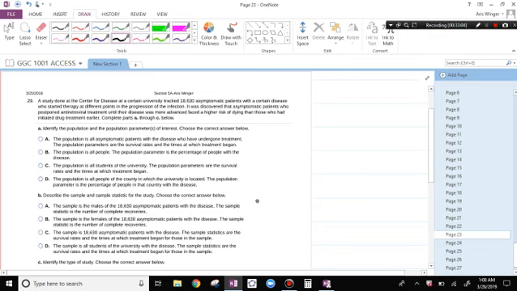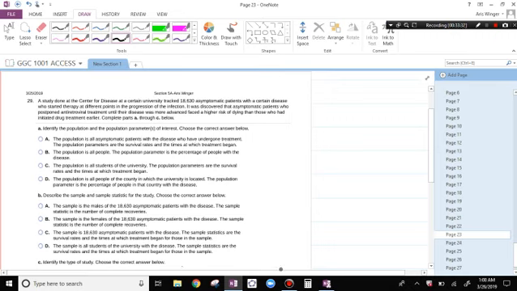A study done at the Center for Disease at a certain university tracked 18,630 asymptomatic patients with a certain disease who started therapy at different points in the progression of the infection. It was discovered that asymptomatic patients who postponed antiretroviral treatment until their disease was more advanced faced a higher risk of dying than those who had initiated drug treatment earlier. Complete parts A through C below.